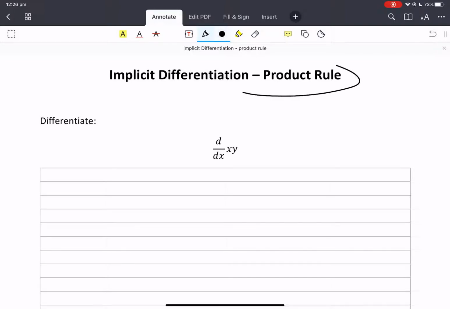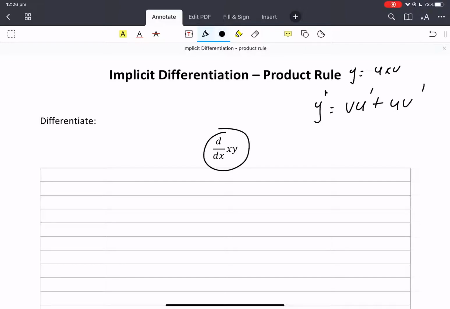Implicit differentiation in the product rule. Between the x and the y is not a plus, it's a times, so we can't just split them up and do the derivative of x and then the derivative of y. It's not that easy. Remember the derivative rule, y dash equals v u dash plus u v dash. That's the one we're chasing here because y was equal to u times v.